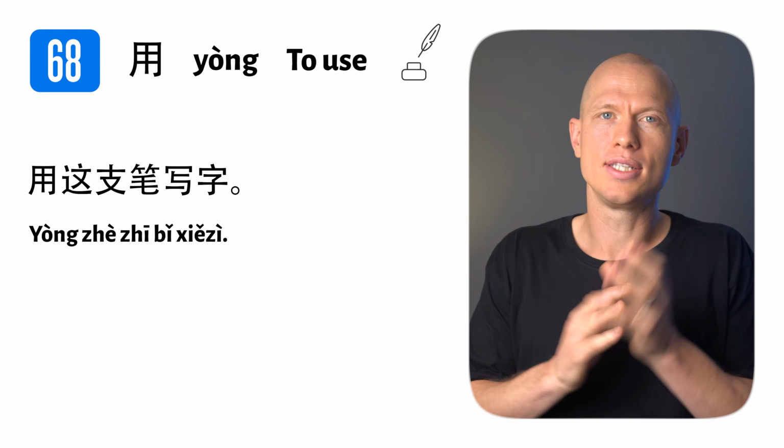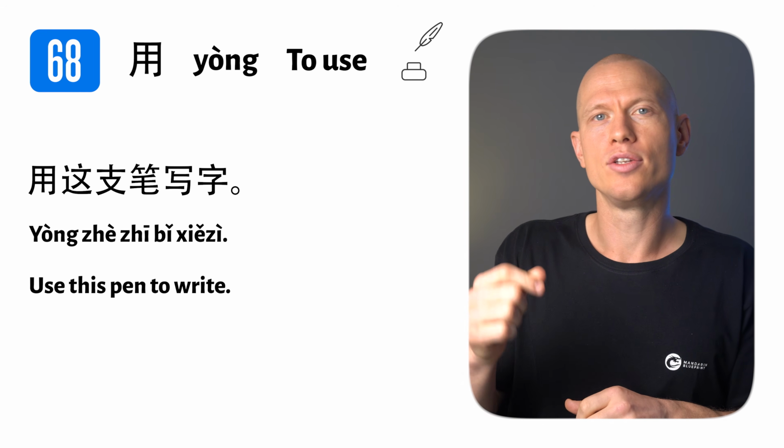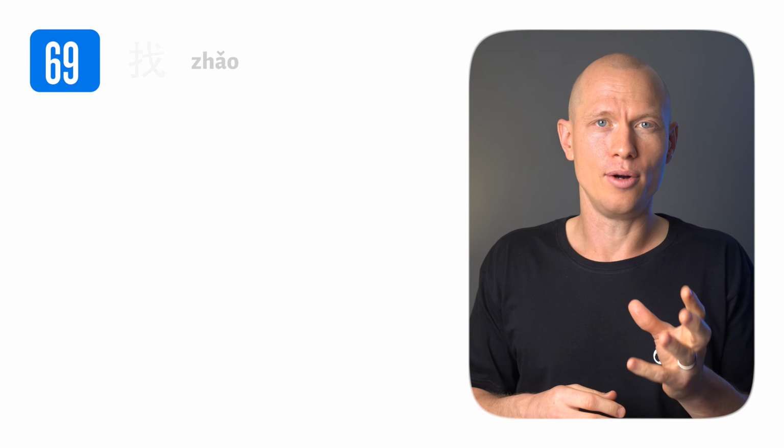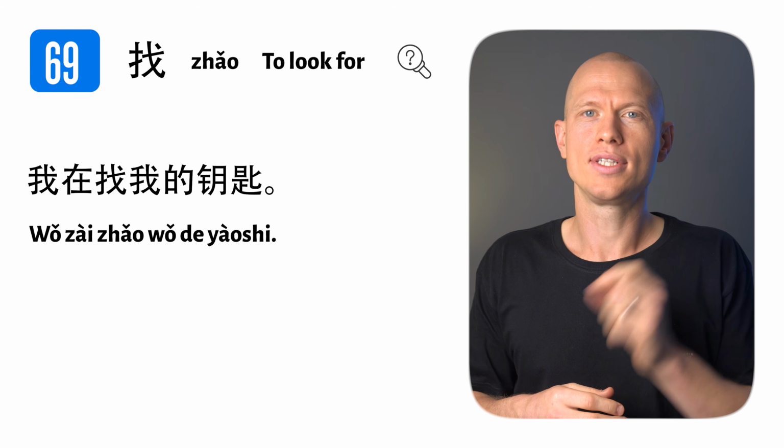Next verb is 用, to use. 用这支笔写字. Use this pen to write. Next up, 找, to look for. 我在找我的钥匙. I'm looking for my keys. Next up, 让. This is an interesting one too. It means to allow someone to do something and also to make someone do something, depending on the context.